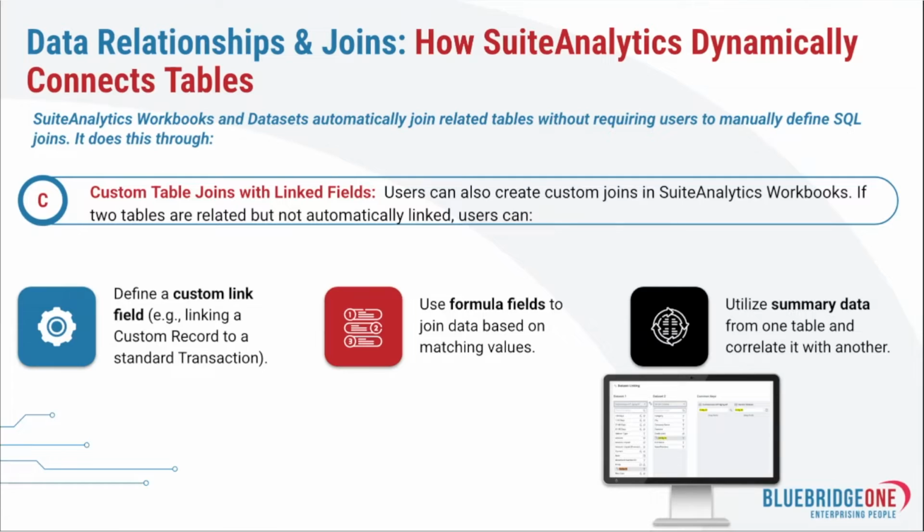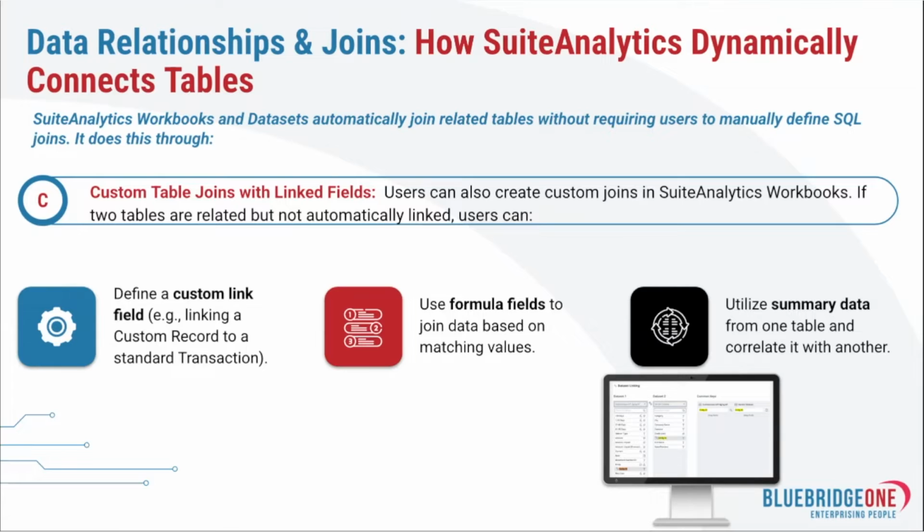Key features of this feature include manual joins between tables, which means users can manually define custom joins between tables, even if SuiteAnalytics does not automatically recognize relationships. For example, if two record types like customers and invoices are related by a custom field but aren't automatically linked, users can then make a manual link between them based on selecting the appropriate fields.